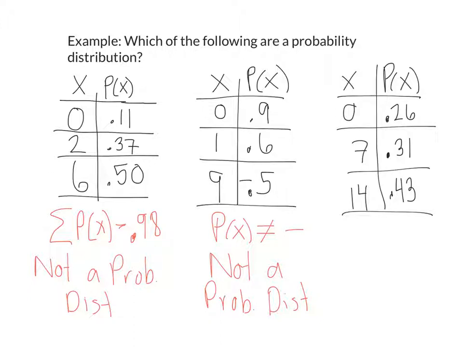The last one here, we have 0.26, 0.31, and 0.43. If we add all of that together, the sum of the probabilities is equal to 1. So this is a probability distribution because there are no negatives and the sum is 1.